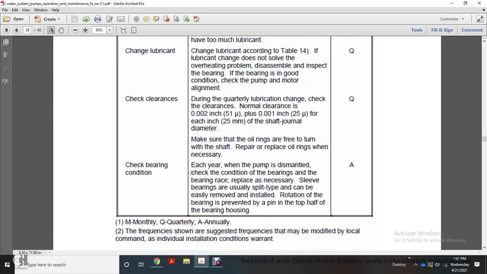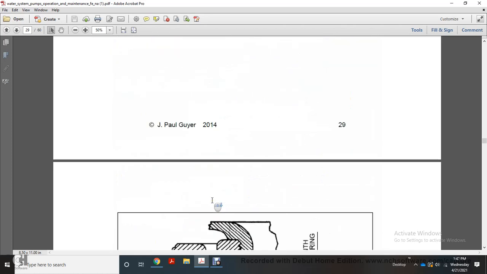And that's quarterly. Check bearing condition annually. Each year the pump is dismantled, check the condition of the bearings. Bearing race: replace sleeve bearings if necessary. They are usually split type and can be easily removed. Once installed, rotation of the bearing is prevented by a pin in the top half of the bearing housing.